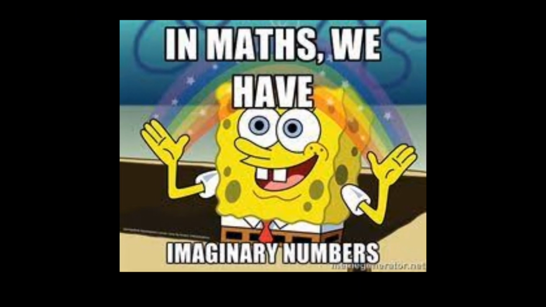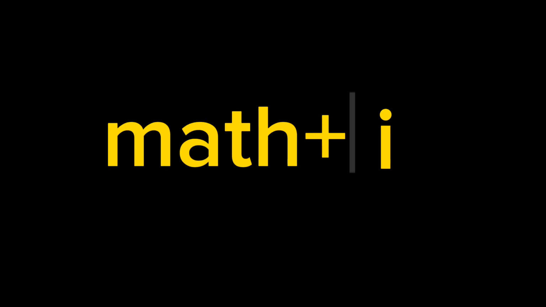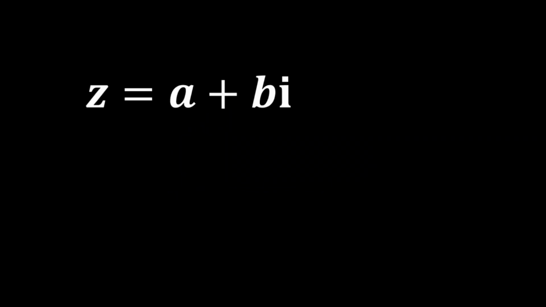In this lesson, we are going to talk about the imaginary friends of mathematics, that is, i, and how a real number plus i makes a complex number. Are you ready? Let's go. A complex number is a plus bi, a being the real part and bi being the imaginary part.